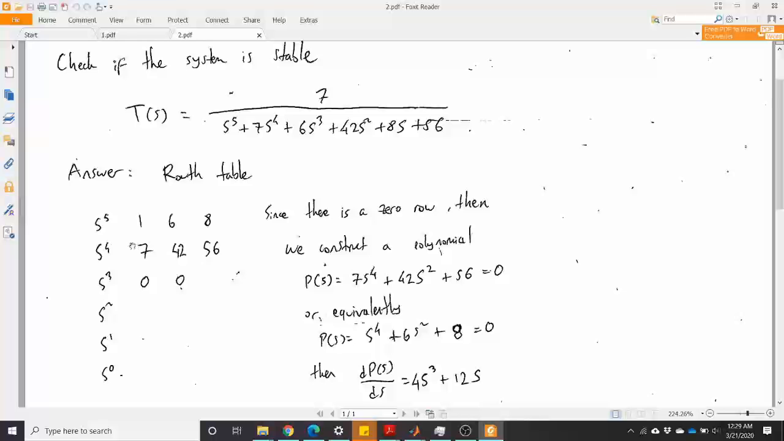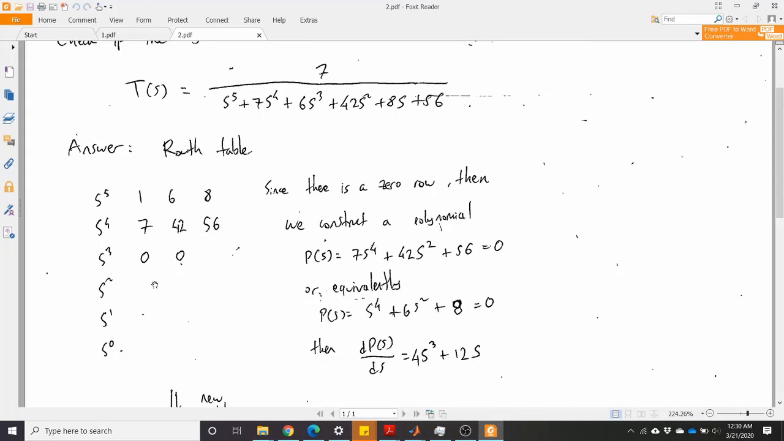We start the Routh table, so write s^5, s^4 in the 0 column, and in the first two rows we copy the coefficients from the polynomial, so 1, 6, 8 on the first row, and 7, 42, 56 on the second row. Just copy this to form the first two rows of the Routh table. And then the next step is to determine the Routh table for s cubed.